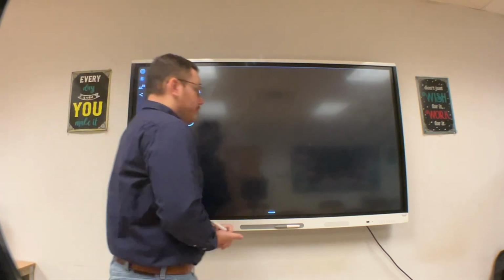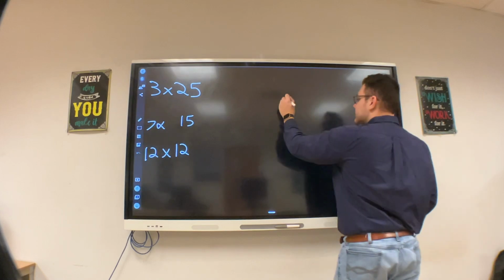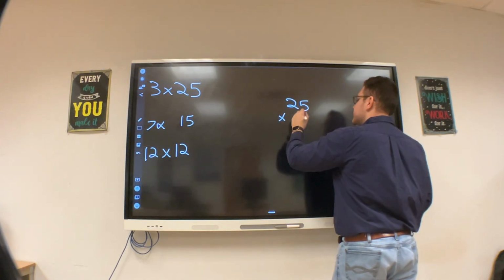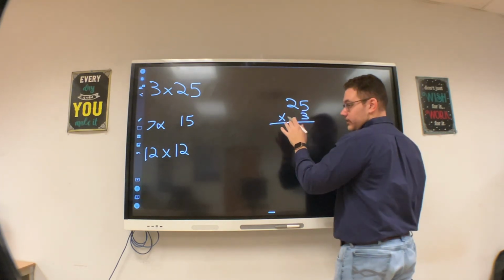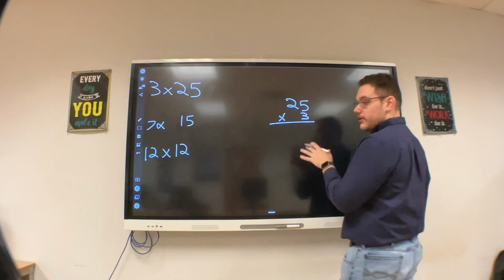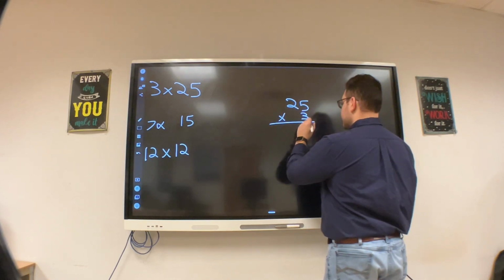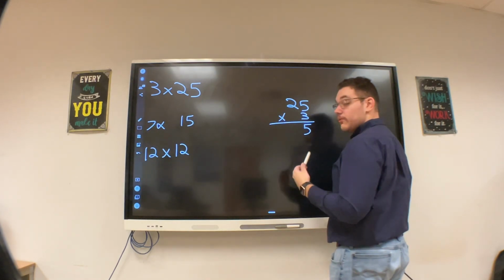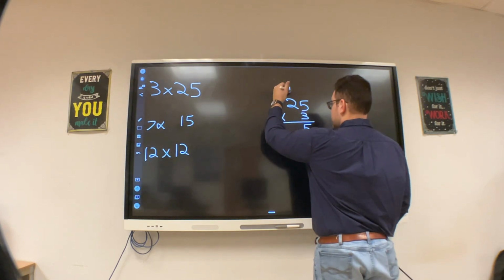So we can go have some examples set up again. So 3 times 25 would be the same thing. 25 times 3. 3 times 5 is 15. Now that's going to throw us off a little bit. We don't have room here. 3 times 5 is 15. So we're going to put our 5 in our ones place. And in 15, the 1 represents the tens place. So we've got to carry it up here.